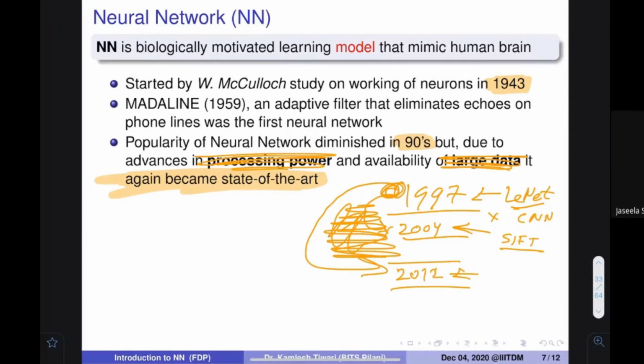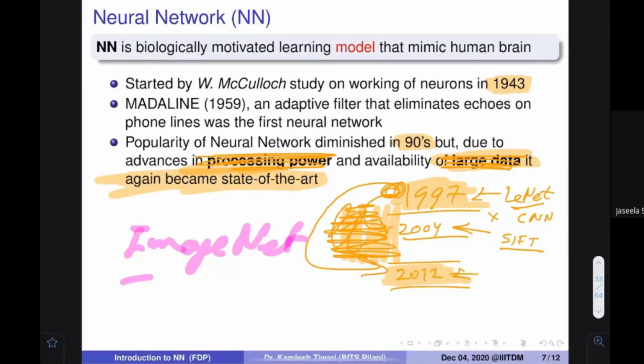In this duration, people were able to find a lot of processing power and data, and they applied the technique with a similar architecture, and drastically reduced the error in the competition, and they won. This was the ImageNet competition. You may have heard about this ImageNet competition, and they won on this particular thing.